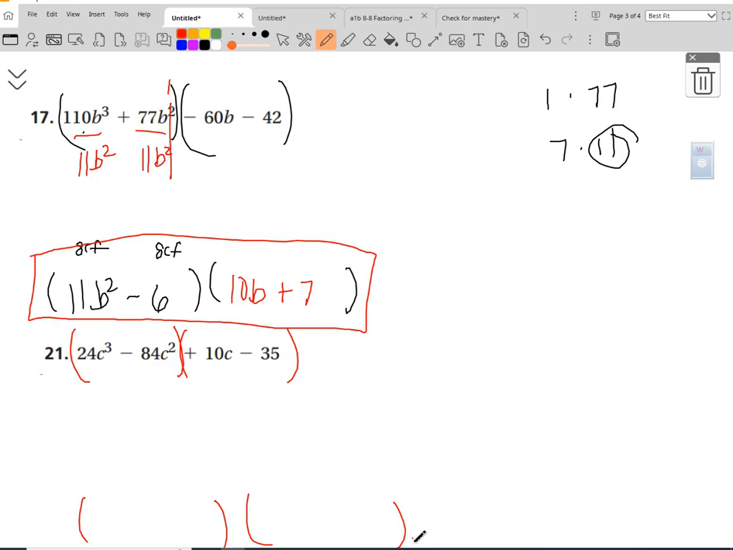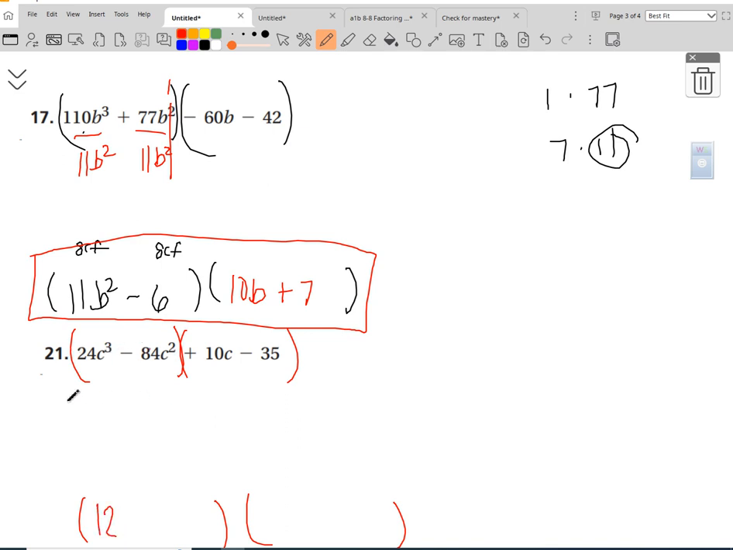Pull the greatest common factor out of each group. Smallest one, 1 and 24, 2 and 12, 3 and 8, and 4 and 6. I know what the greatest common factor is, I'm pretty sure. What's 84 divided by 12? Is 12 a factor of 84? 7, yes. So 12 is going to be our biggest factor numerically.